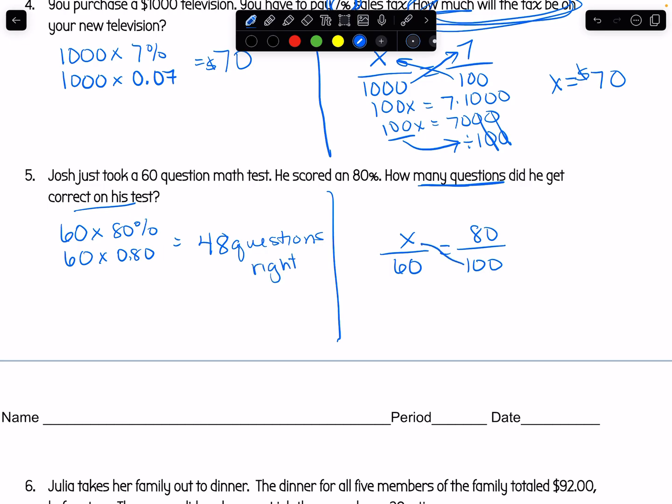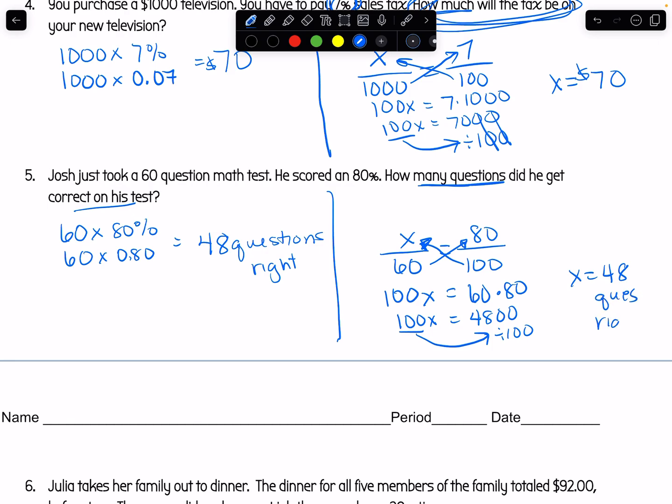We can do that with the other method if that's your preferred. 100 goes with x on one side of the equal. 60 goes with 80 on the other side of the equal. 100 can't do anything yet, but 60 times 80 will be 4,800. I'm going to divide by 100. I get x equals 48. Still 48 questions right.